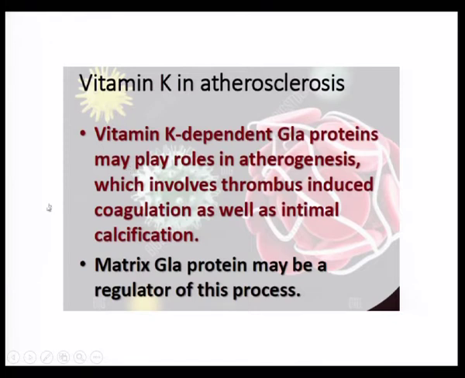such complications. So, vitamin K dependent GLA proteins play a role in atherogenesis, which involves thrombus induced coagulation as well as intimal calcification. So, what is this intimal calcification? It is the innermost layer of the vasculature, what we call the tunica intima, the innermost epithelial layer. Okay, so, this layer getting hardened is not a good thing because this would increase the overall tone of the vessel and thereby can have an impact on the blood pressure. So, you see there, matrix GLA protein may be associated in this process and could actually act like a regulator.